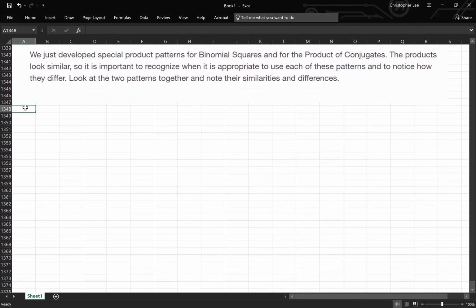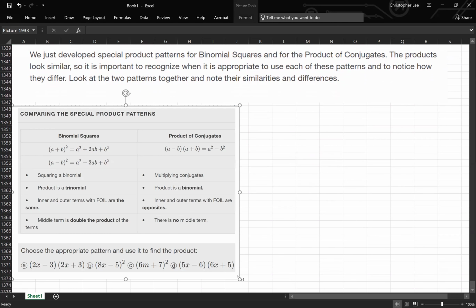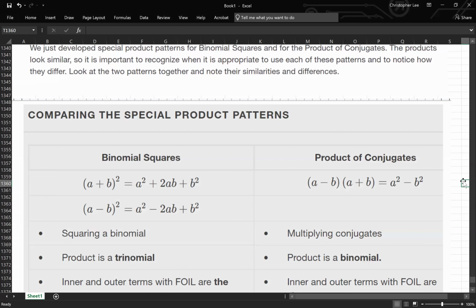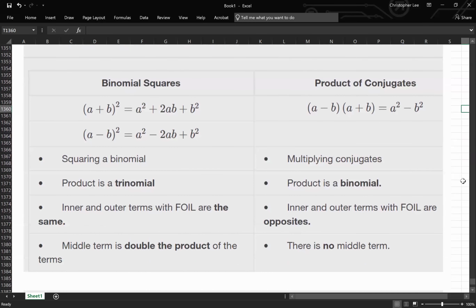All right, so check this out. At the bottom right there, that'll be our last example, right? So comparing the special product patterns, we have our binomial squares pattern. A plus b squared is equal to a squared plus 2ab plus b squared. A minus b squared is going to be equal to a squared minus 2ab plus b squared. This is squaring a binomial. The product is a trinomial, three terms, right? The inner and the outer terms with FOIL are the same. The middle term is double the product of the terms, right?